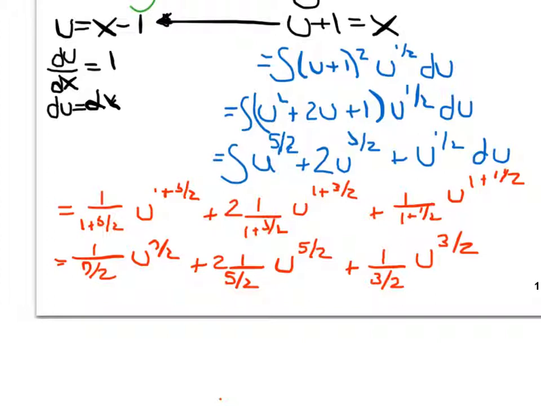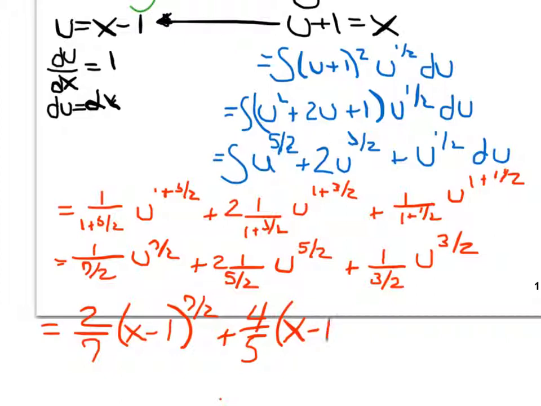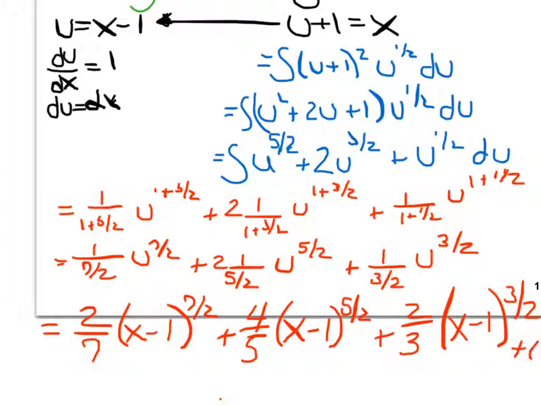I'm also then able to take this x minus 1 and put it back in for my u's, giving me a final answer of 2/7 times x minus 1 to the 7 over 2, plus 4/5 times x minus 1 to the 5 over 2, plus 2/3 times x minus 1 to the 3 over 2, finishing my problem. I should also add on my plus c, which I should have been adding on and carrying throughout my problem, so I do apologize for that.